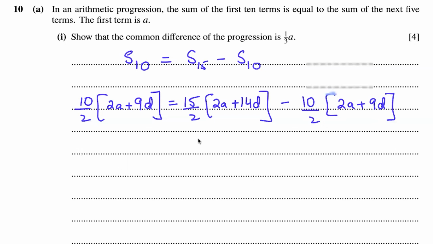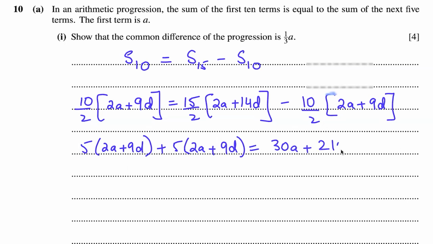So taking this on the other side, we will have 5 into 2a plus 9d plus 5 into 2a plus 9d is equal to 30a plus 15 times 14, which is 210d, upon 2. So simplifying this will become 10a plus 45d plus 10a plus 45d.